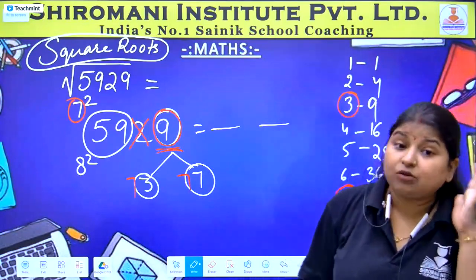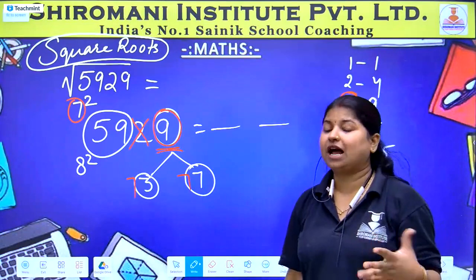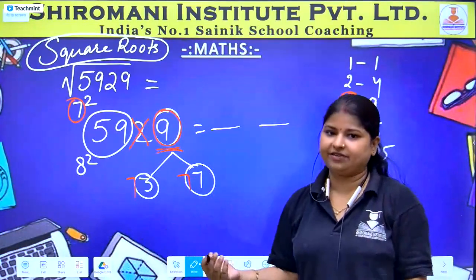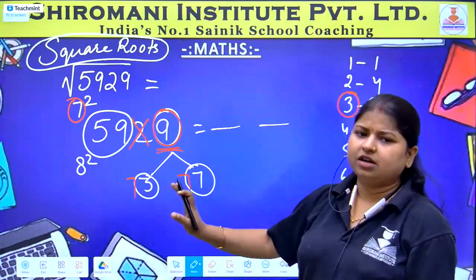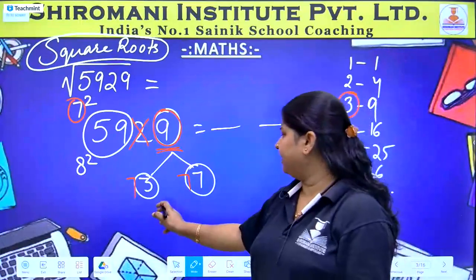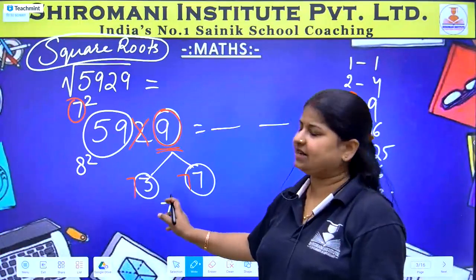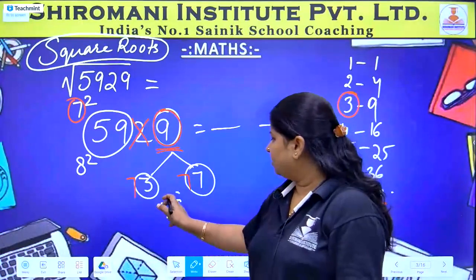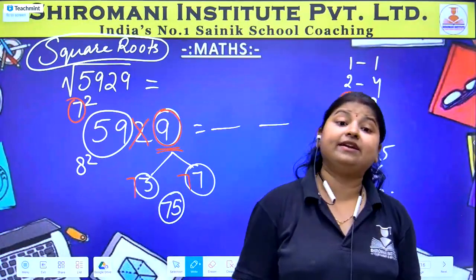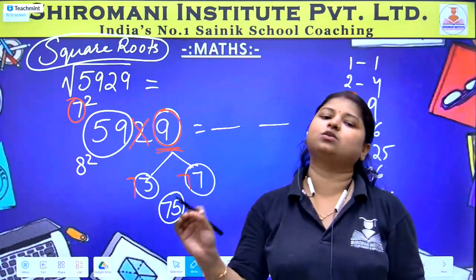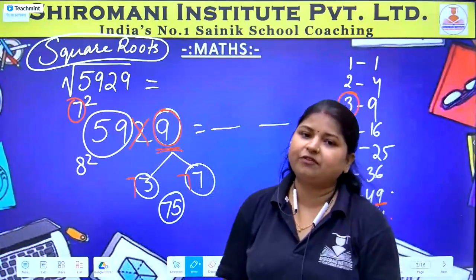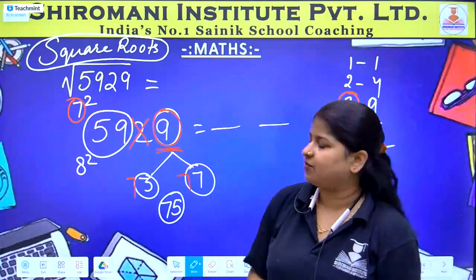But how to check it without any calculation? How can I know that it is 73 or 77? Whenever this type of thing happens, if it is 73 or 77, take out the square of 75. Square of 75, only 1 second it will take.